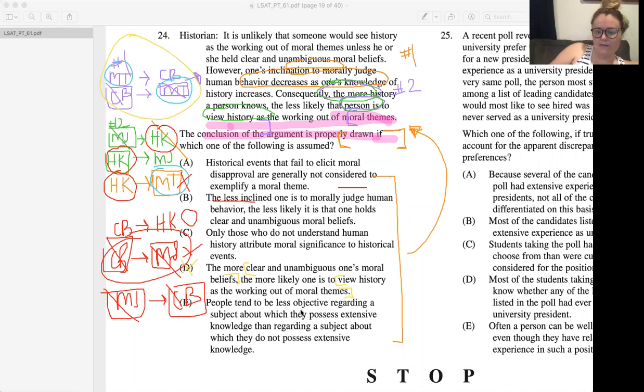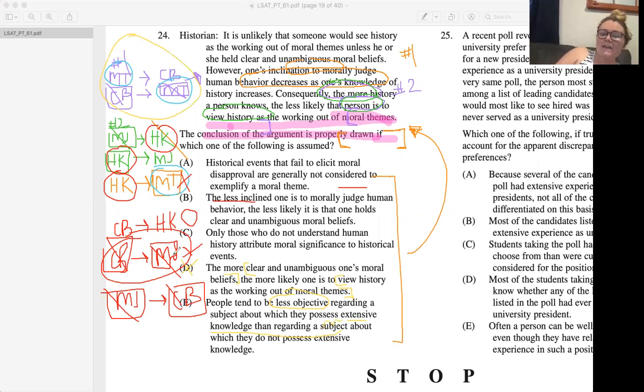So this is saying people tend to be less objective regarding a subject. We don't talk about being objective at all in our stimulus. Extensive knowledge about a subject. We're talking about history, so it's not just any subject.